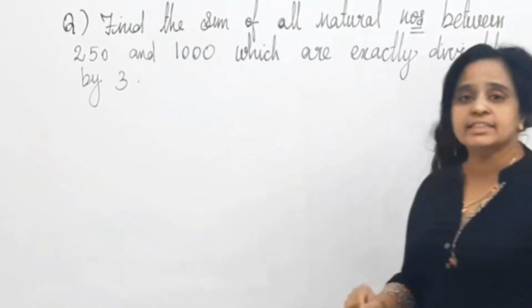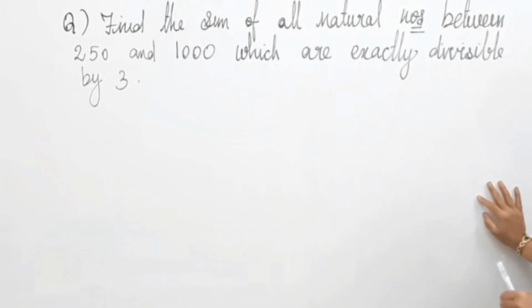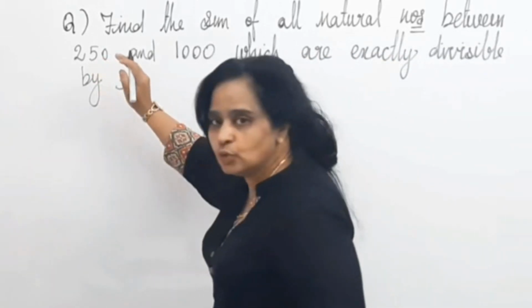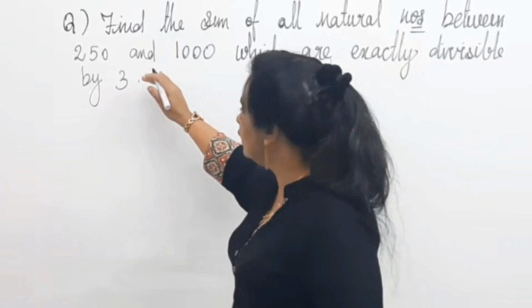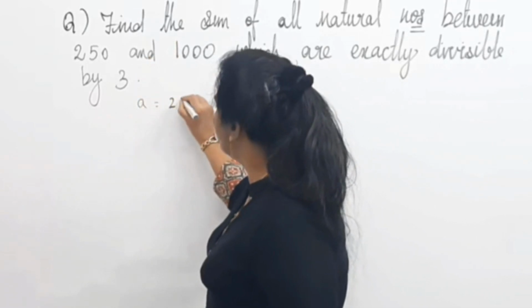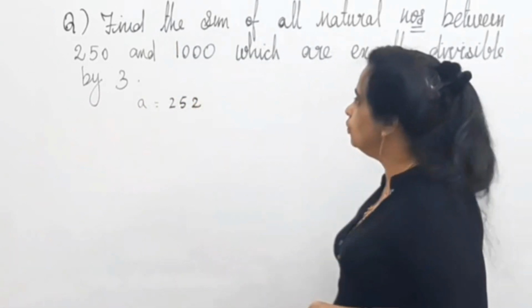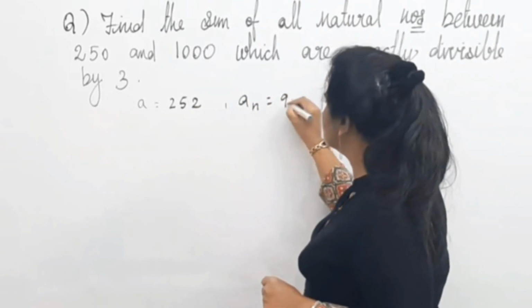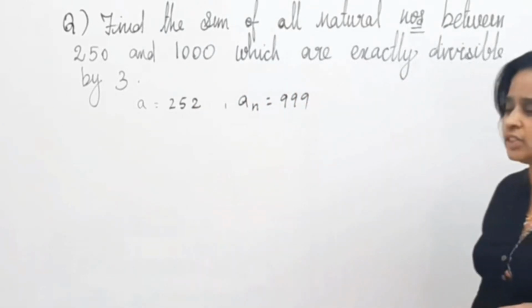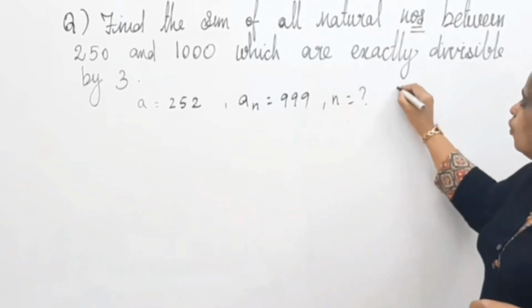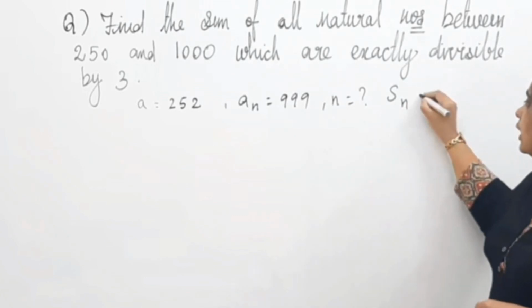We'll move on. Find the sum of all natural numbers between 250 and 1000 which are exactly divisible by 3. So the first number after 250, 250 is not divisible by 3. So the next number which is divisible by 3 is 252. So my first number is 252, and the last number is not 1000, it is an. 999 is divisible by 3. Now I do not know what n is, and I have to find the sum of all the numbers, so Sn I have to find.